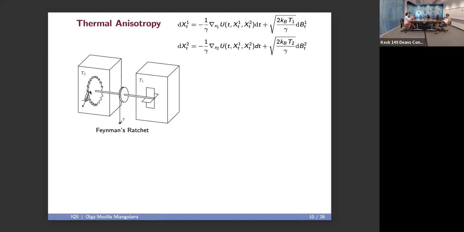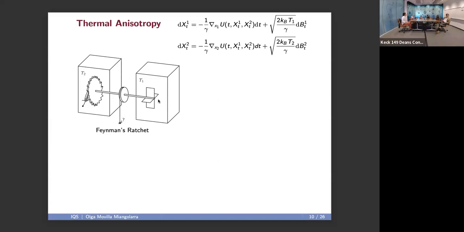But I don't want to go into the details of how this works. I just want to point to the fact that we can think of this system as essentially having 2 degrees of freedom, each of the wheels, each of which is immersed in a different heat bath, and they are somehow connected through some potential energy. You're assuming the gamma is the same for both of them?